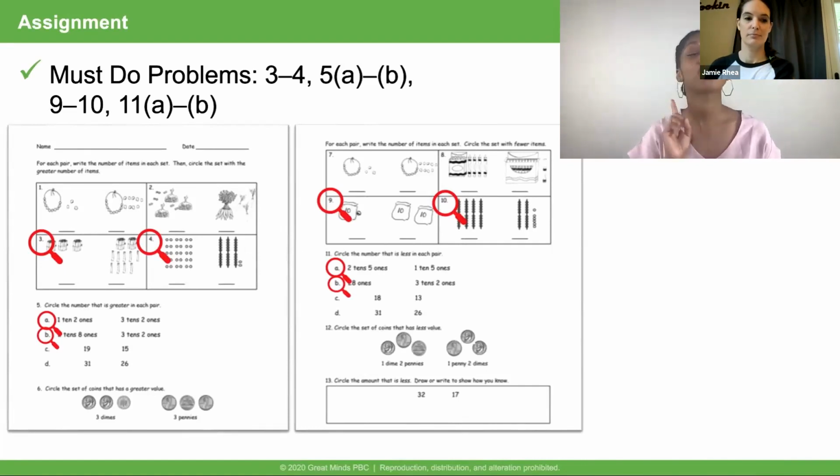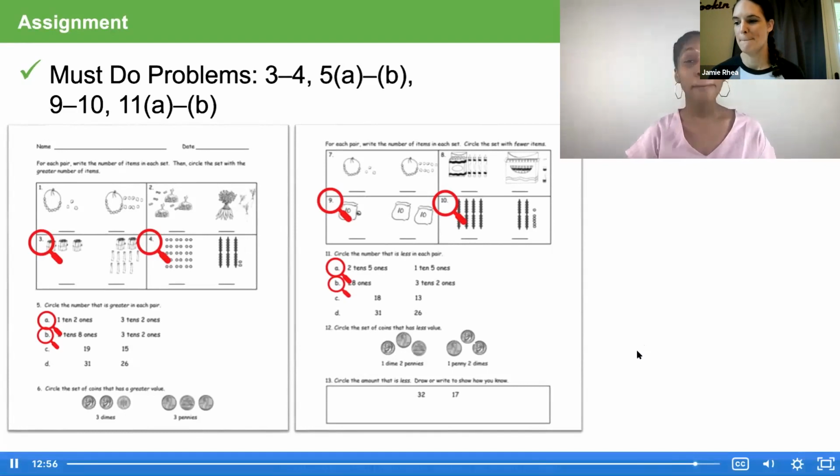Mathematicians, it is time for the problem set. You worked so hard today. Kiss your brain. Your must-do problems are 3, 4, 5A, 5B, 9, 10, 11A, and 11B. Remember to do your best work for 10 minutes.